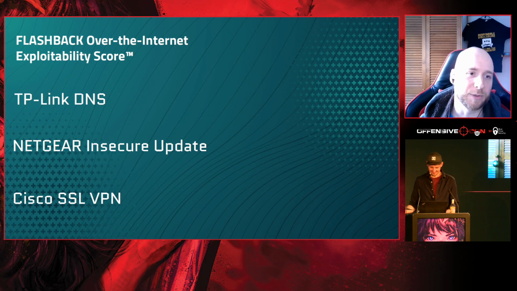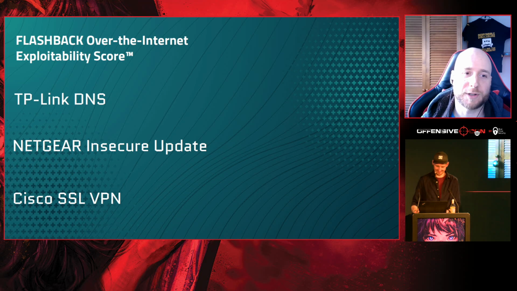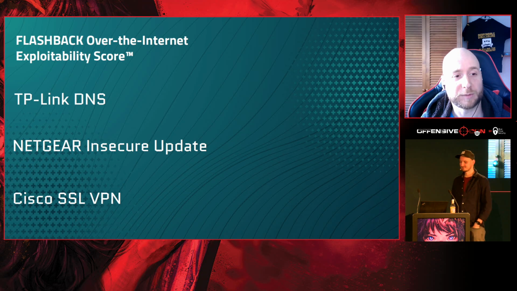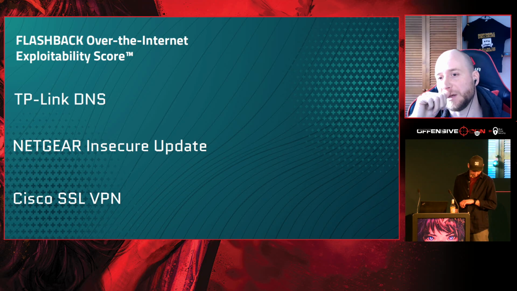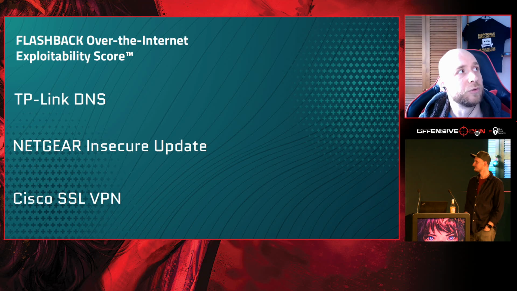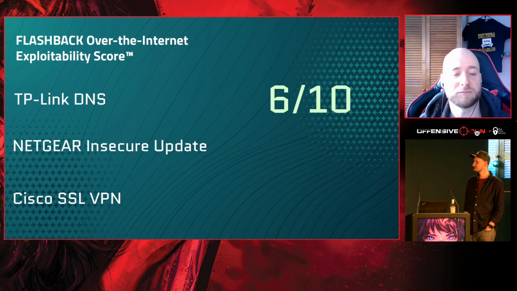Okay, now let's talk. We have our proprietary Flashback over-the-internet exploitability score, and let's score our exploits. So TP-Link DNS, what do you think? I'd say it is remotely exploitable, obviously, but it requires you to brute force the UDP source ports, which is the hardest. I mean, it's not hard. You can do it in a few seconds, but you still need to do it. And you need to know which IP was contacted, but there are only like 20 or so. So I say we give it 6 out of 10, right?